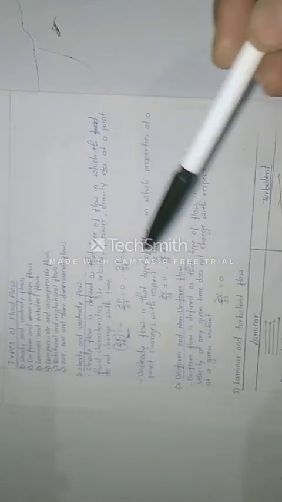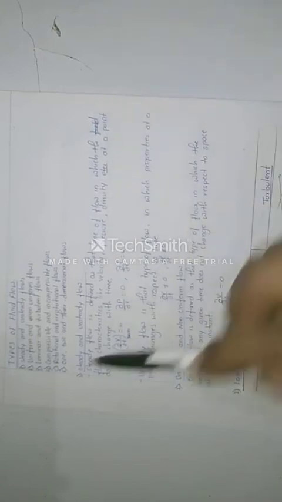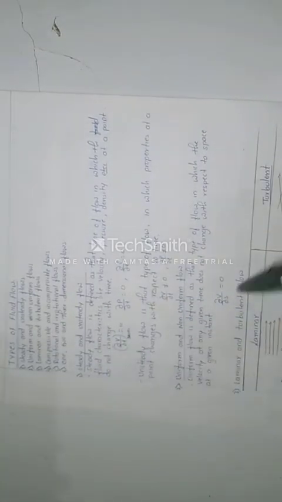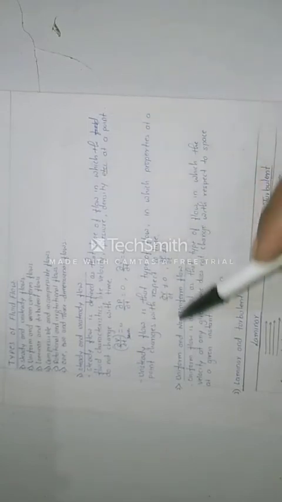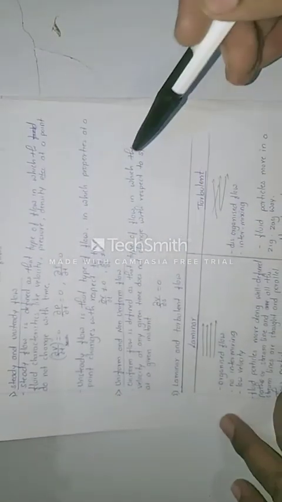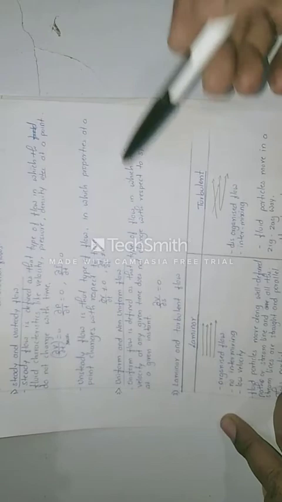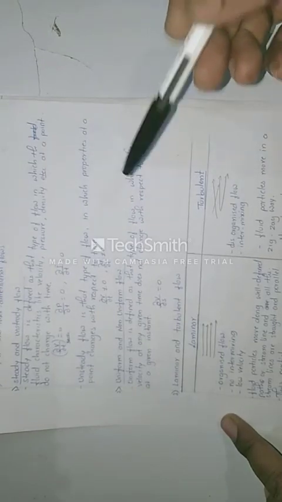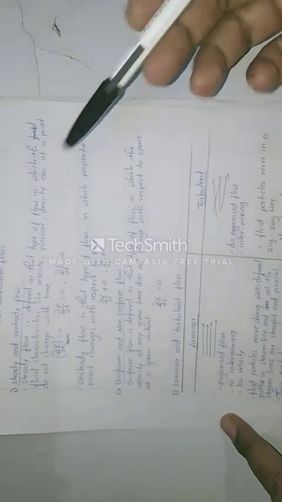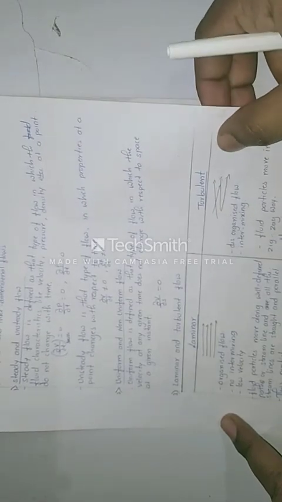Okay, so I think you people can recall these terms. Steady means that with respect to time, if any property is constant, we call it steady flow, and if it is not constant with respect to time, then we call it unsteady. Similarly, uniform and non-uniform flow. Uniform means the property does not change with respect to space, so we call it uniform flow. If it changes, then we call it non-uniform flow.